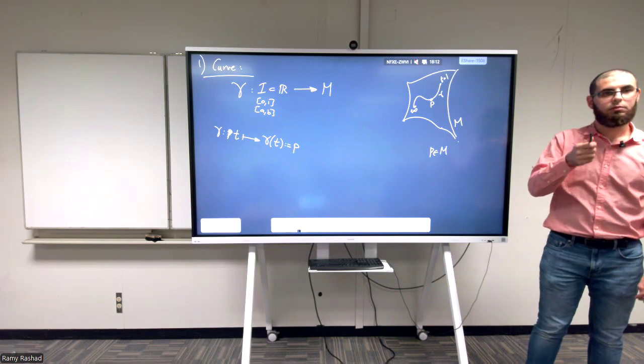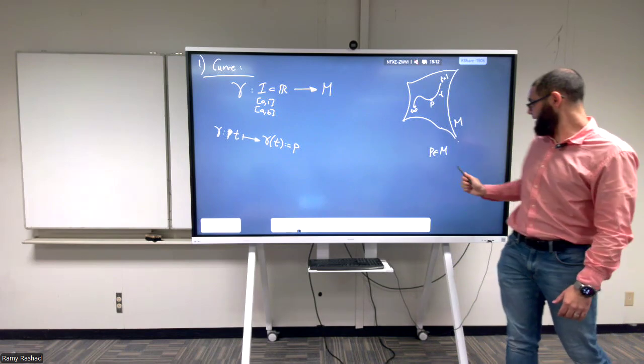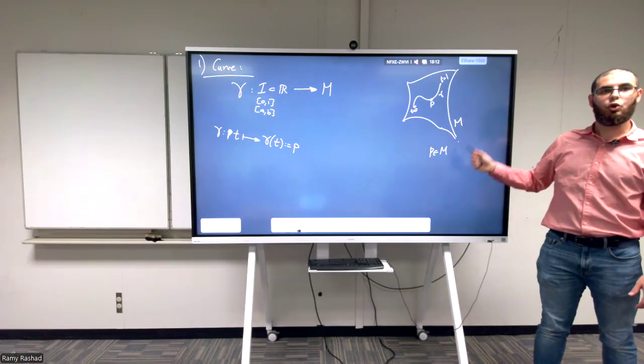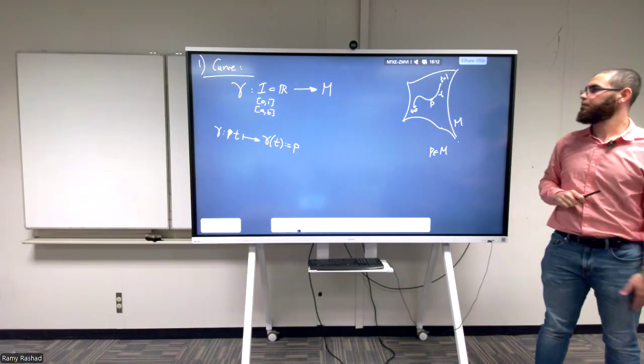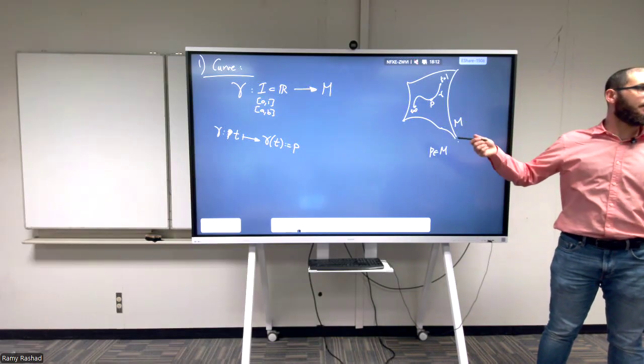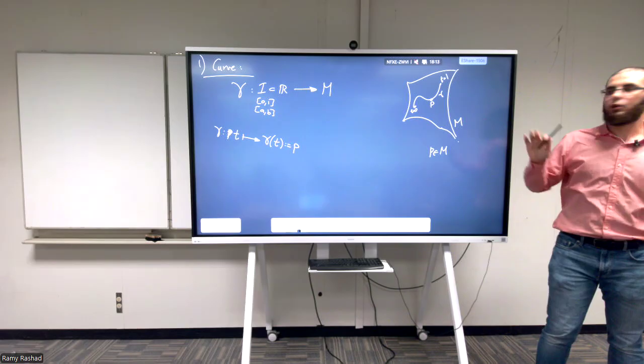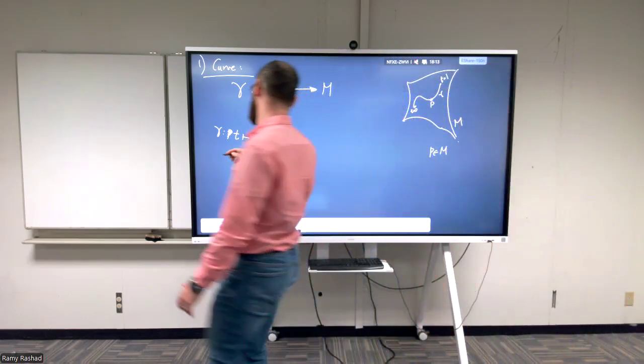Question? P is a point on M. Points on the manifold, we just call them P, or P, Q, whatever. So this is what a curve on a manifold means. Easy? Okay. Let's look at functions on the manifold.